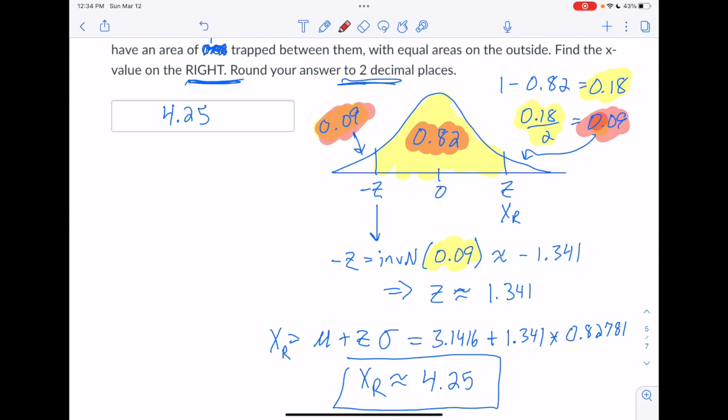Then use the plus if you want the x on the right, and use the minus value right here if you want the x on the left. In this case, they wanted the x on the right, so I used the positive z-score, which means there's a plus in my formula, which means my answer was bigger than the mean. So all those things can be used to check your work. Hopefully you spot your error in there somewhere and are ready to fix it.